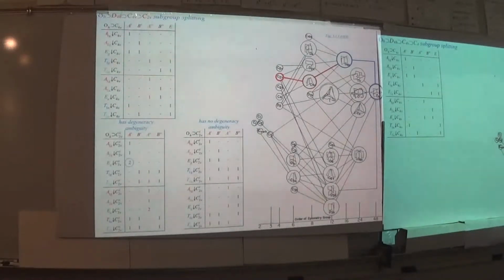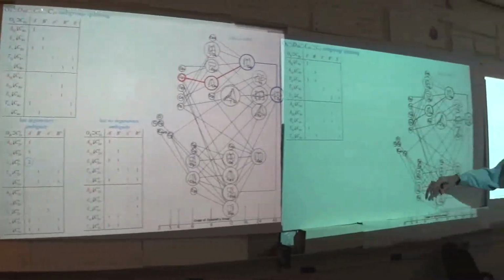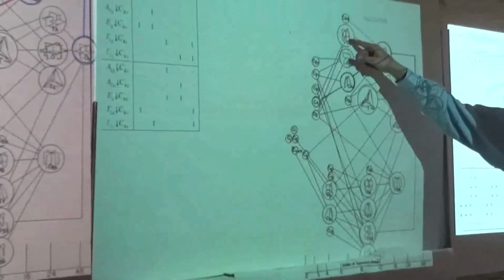D3, hey, it's an odd number. Yeah, it's prime. In algebra, when it gets prime, it's easier. Yeah, these two are isomorphic, just like these two are.